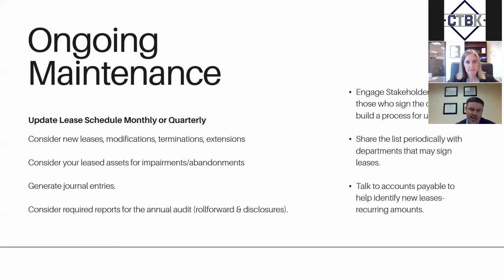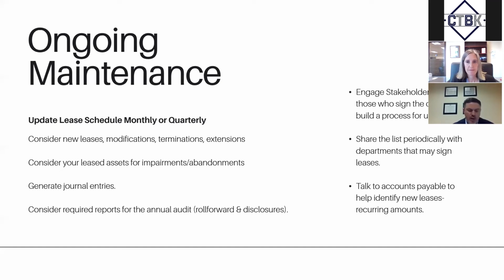Once you've updated that schedule accordingly, then you can generate your journal entries and update your books for the proper accounting as generated by the schedule. And also consider some of your annual reports, whether they're needed for audits, reviews, and other purposes. Provide your auditors with a roll forward and be able to track the changes from last year to this year, and consider what other disclosures and other changes you might need to track.